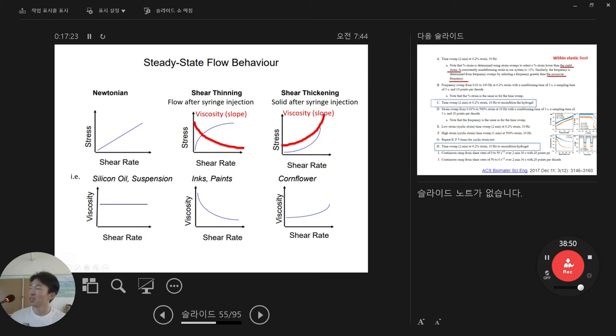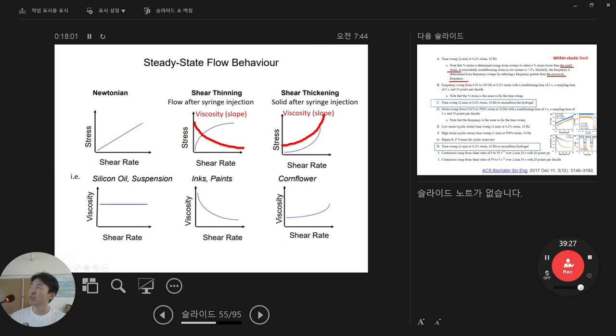And with shear thickening, over the increase of the shear rate, the stress is also increased, and along with this stress, the slope is also increased. So using this shear rate and stress, you can calculate the viscosity, because viscosity is the slope of this curve. So viscosity initially is low and goes up. So you have to remember shear thinning and shear thickening.